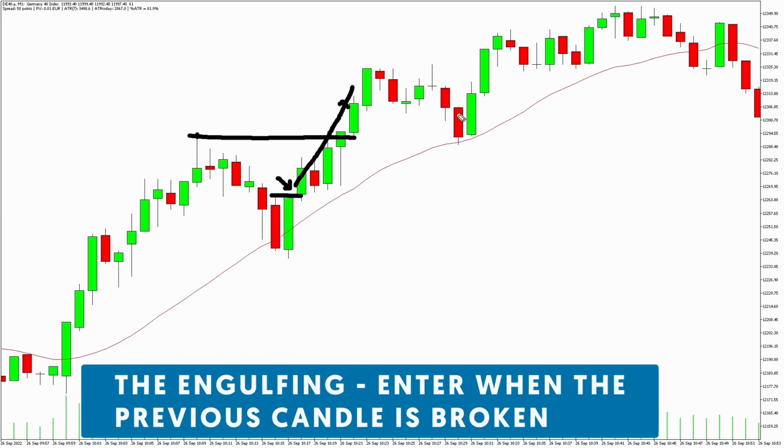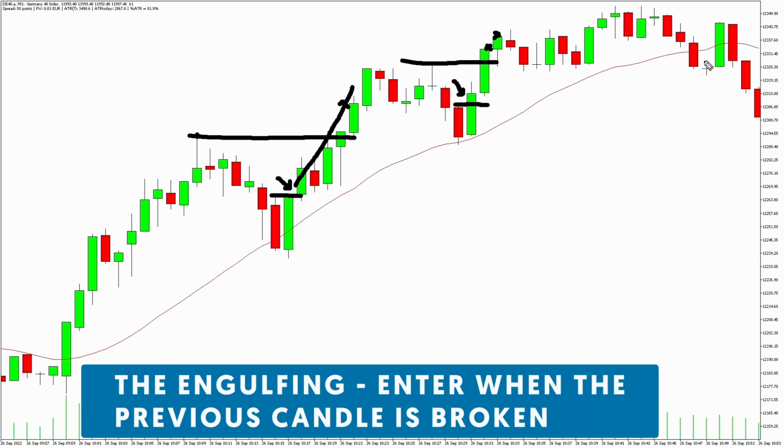Here is the same. We have the red candle. When the red candle is deleted by this green candle, at this level here, I would hit my buy button and then I would wait to close my trade somewhere above the previous high.